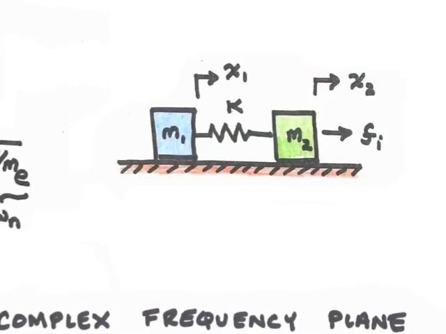So we've now found the transfer function between the input Fi and the displacement of mass 2, and we've called this transfer function G2, and we found its poles and zeros. In our next lecture, we'll examine the transfer function between the input Fi and the displacement of mass 1.